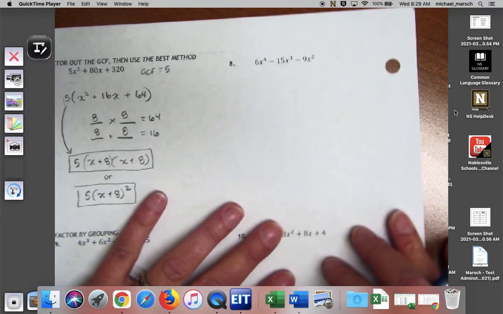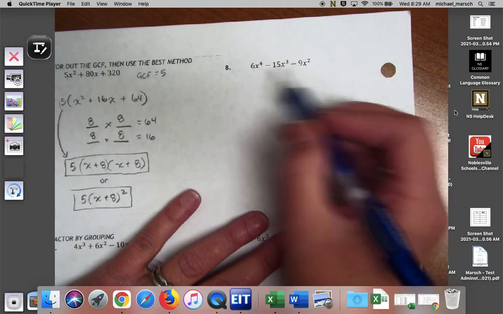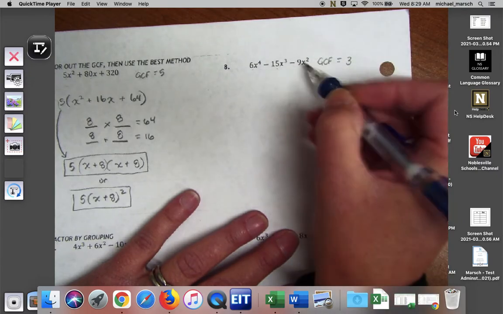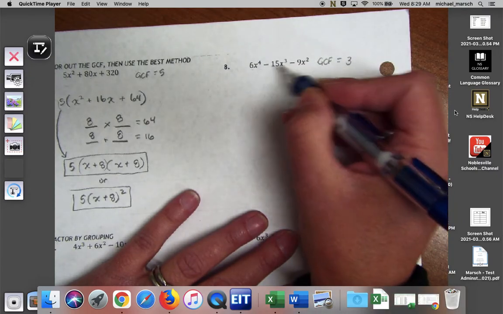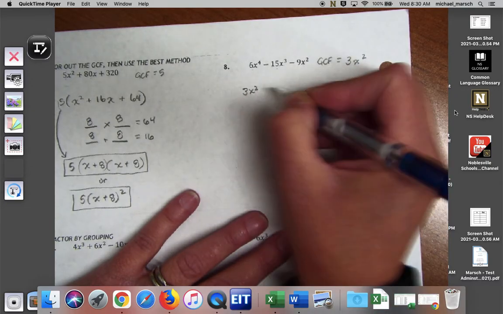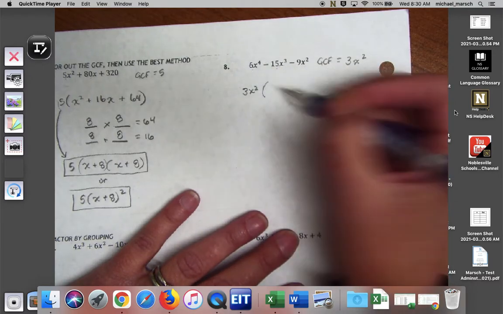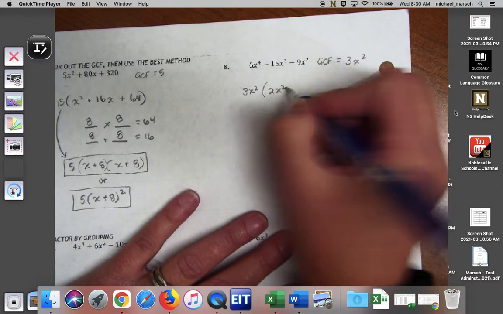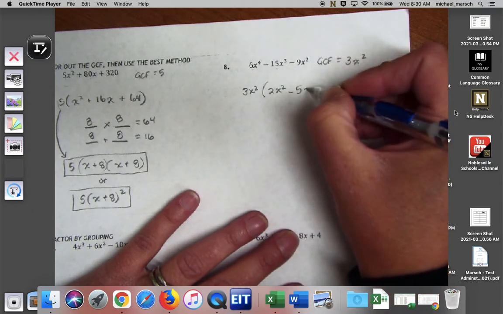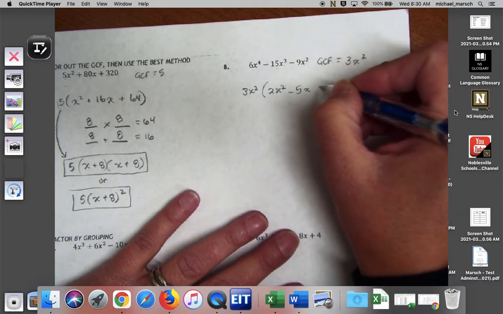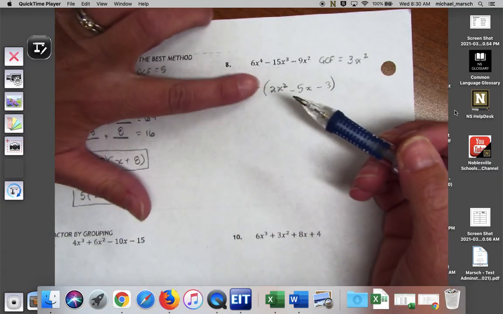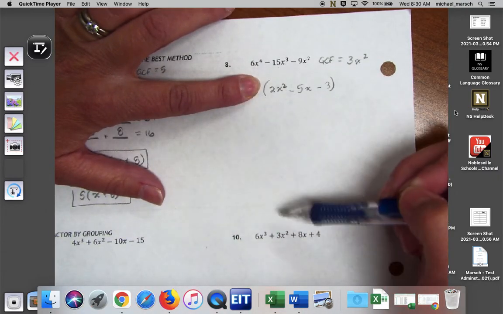All right, number 8, my greatest common factor here, and I know some of us struggled with this yesterday, is 3, and then if you look here, I have an x squared that can go into each of these. So my greatest common factor is 3x squared. So I'm going to do 3x squared times what will give me 6x to the 4th? Well, that's 2x squared. Times what will give me negative 15x to the 3rd, so times negative 5x. And then times what will give me negative 9x squared, minus 3. So then I'm going to ignore this. I'll re-put it with the answer at the end.